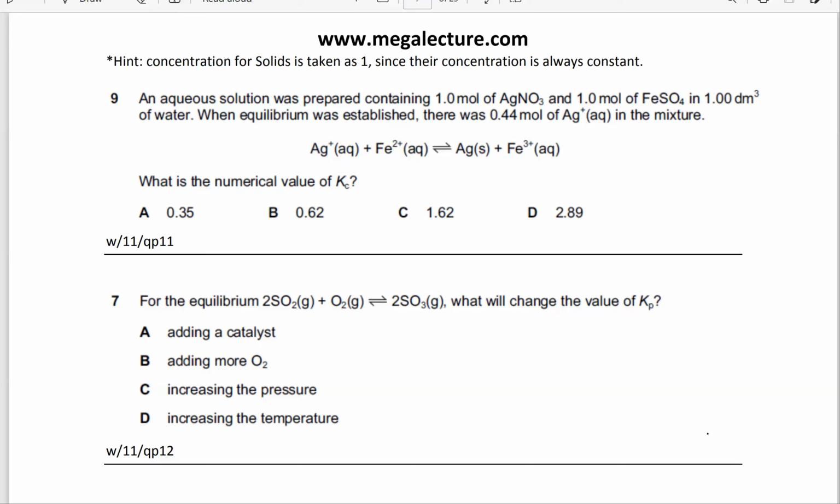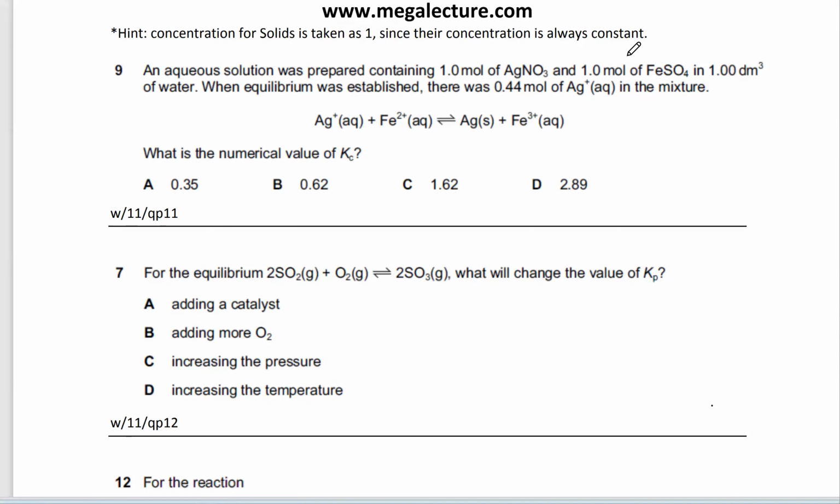You've got in this case 1 mole of silver ions and 1 mole of Fe2+ ions. So 1 mole of this and 1 mole of this are added. Initially there is no silver and there is no Fe3+. Remember, silver nitrate has Ag+, FeSO4 has Fe2+. Once equilibrium was reached, it was found that there's only 0.44 moles of silver ions. You start off with 1 mole, but now you've got 0.44.